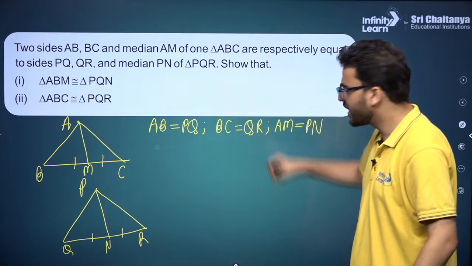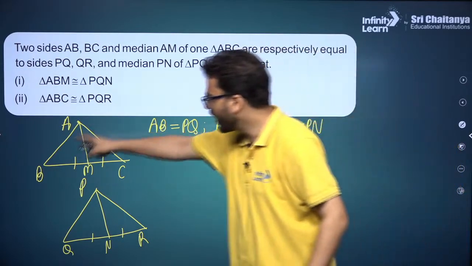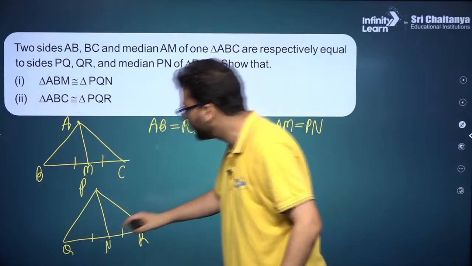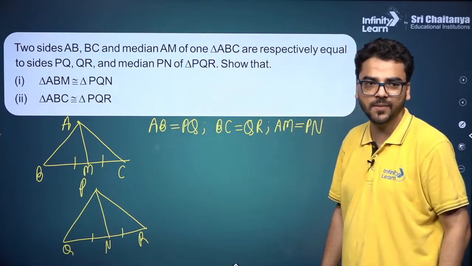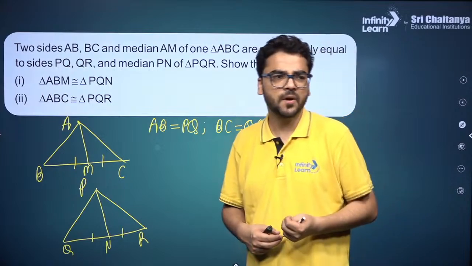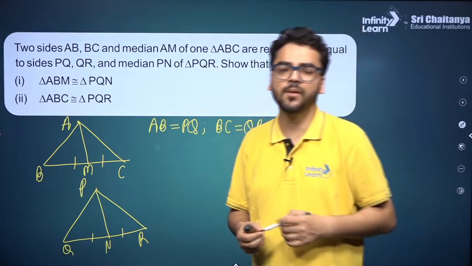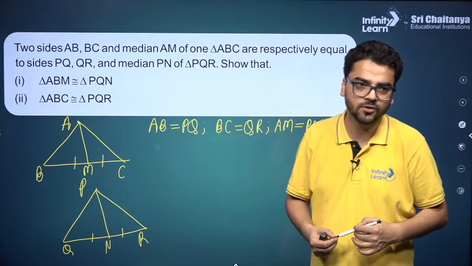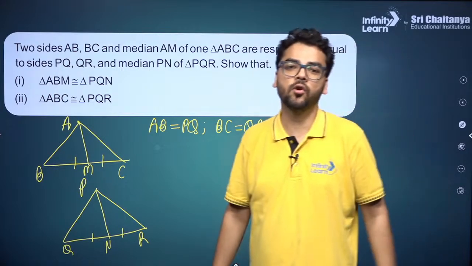Correct. So these things are given. We have to prove that triangle ABM is congruent to PQN. How can we do that, guys? Tell me. Yes, Praveen, only basic questions we are doing, because congruency we are taking from the basics over here. Can you tell me what we can do over here?